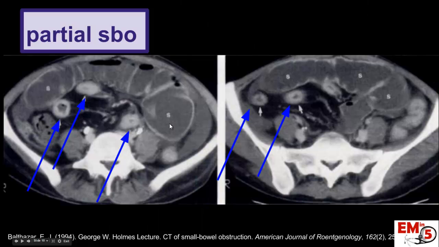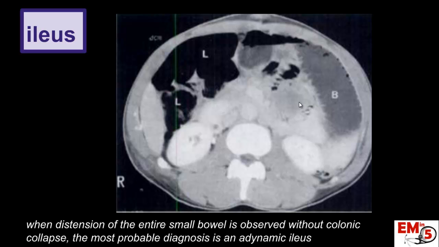Now, if you have a partial SBO, that just means that the distal bowel is not all the way collapsed. It's certainly less than this proximal small bowel, for example, but it's not completely collapsed. An ileus just means that there's distension of the entire small bowel, but you don't actually see that distal collapse.